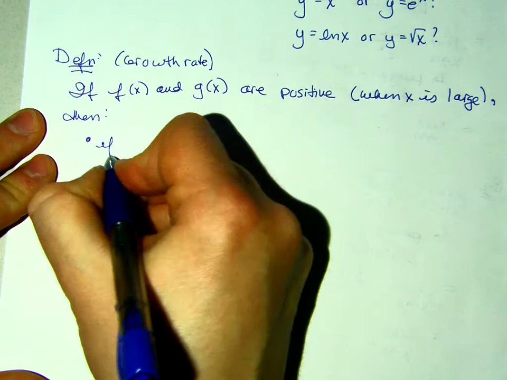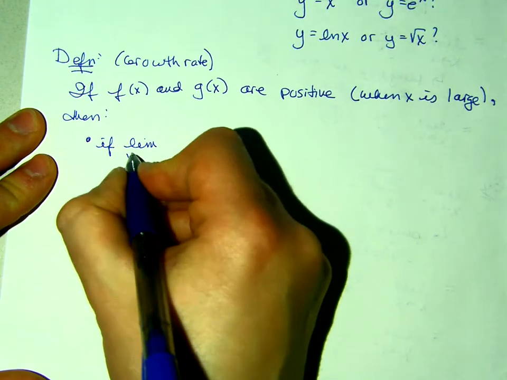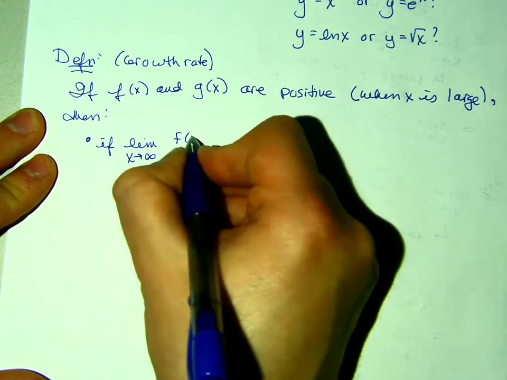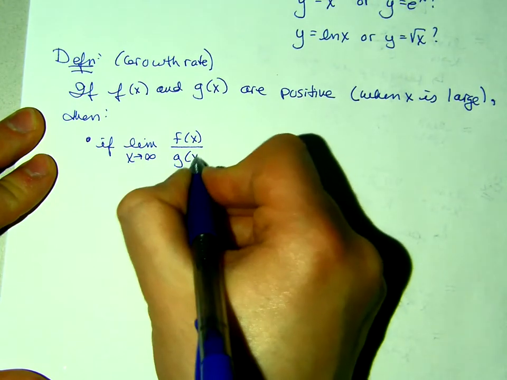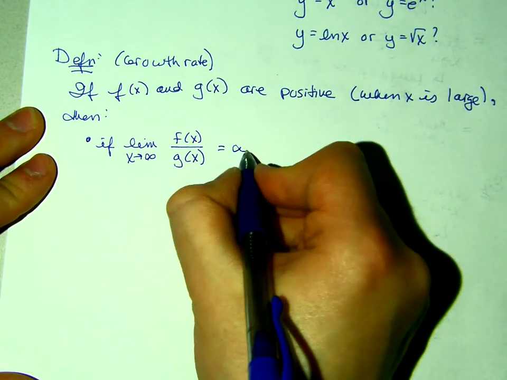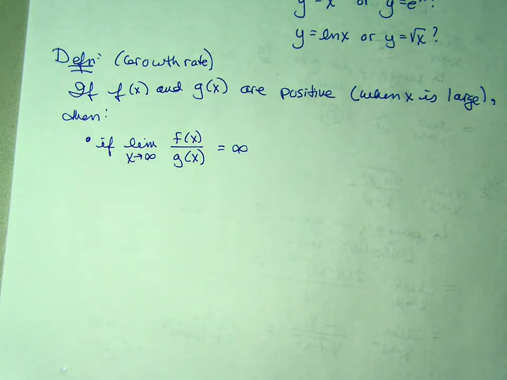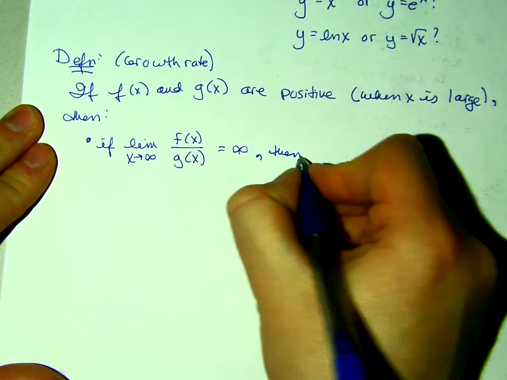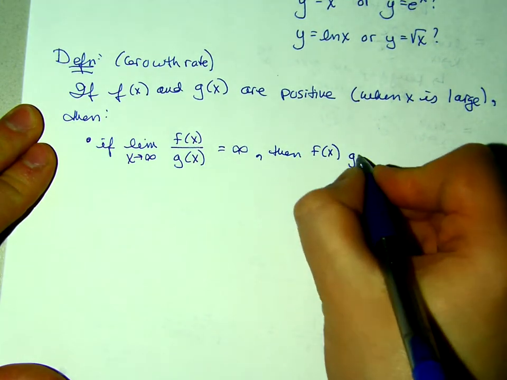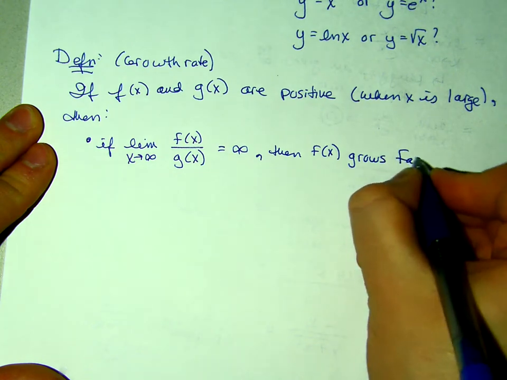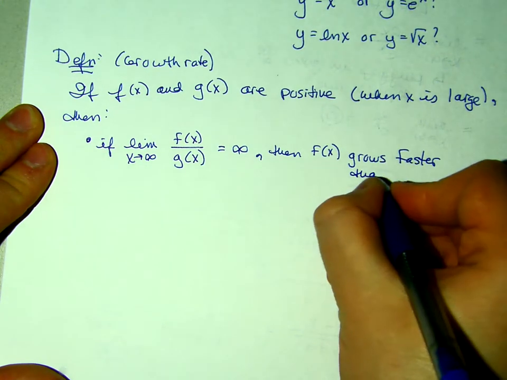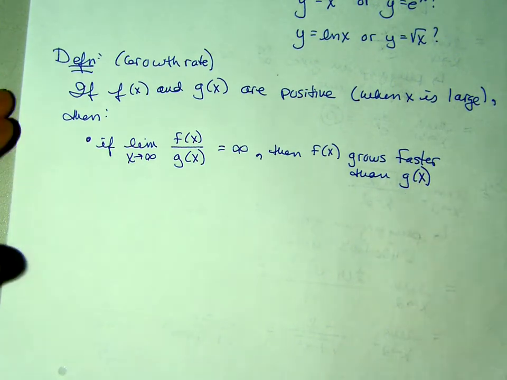If the limit as x approaches infinity of f of x over g of x equals infinity, the function on the top is going to grow faster. Then f of x grows faster than g of x. You're plugging in a huge number, the top is huge, the bottom becomes something that you can handle. The top is bigger, the top is growing faster.